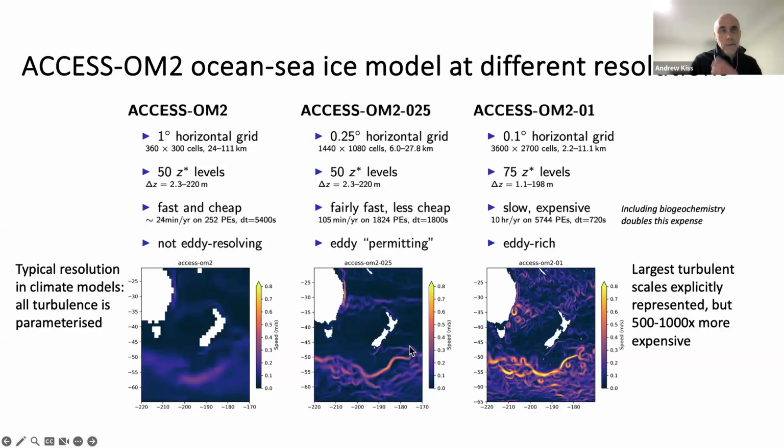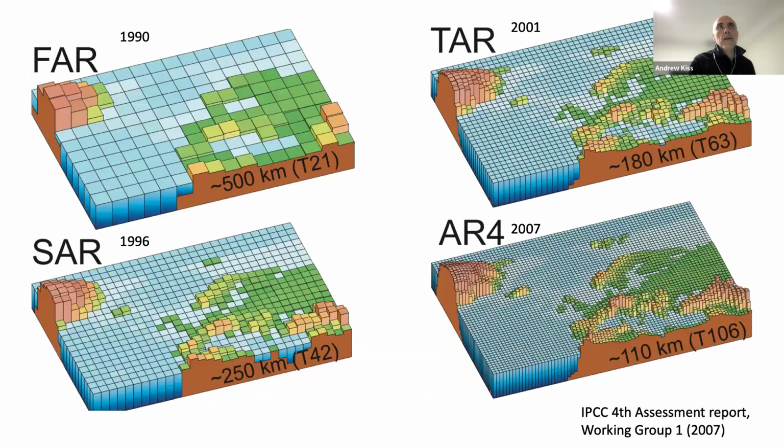Just to show you, this is a similar problem in the atmosphere. This is quite old, but this is 1996, and so on up to 2007, with atmospheric and land surface models in climate models, and you can see you gradually get a more realistic looking picture of Europe.